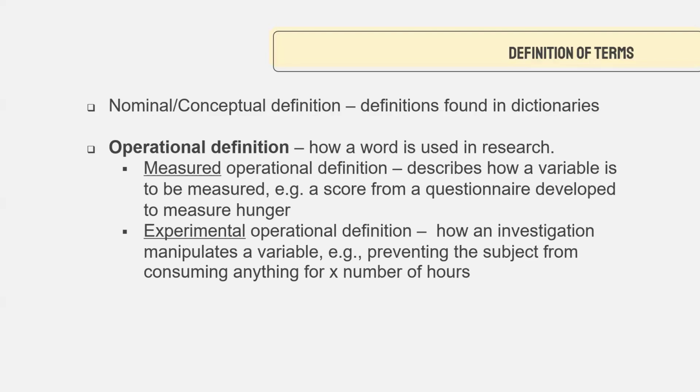And an experimental operational definition is how an investigation manipulates a variable. For example, in preventing the subject from consuming anything for X number of hours. So you are making the subject hungry by making them not consume anything for a specific number of hours. And that's how you defined how you made them hungry. Okay.